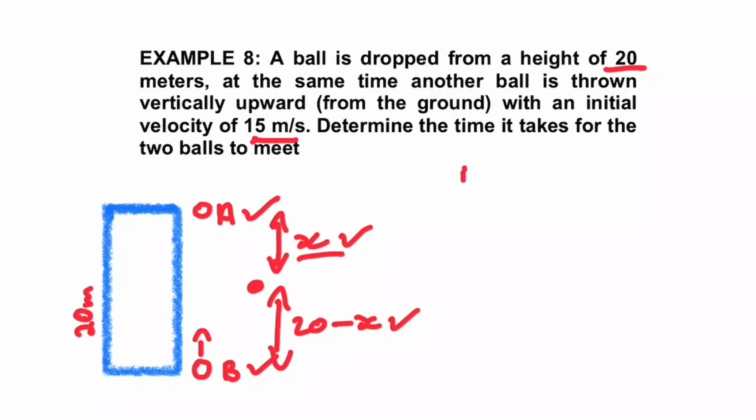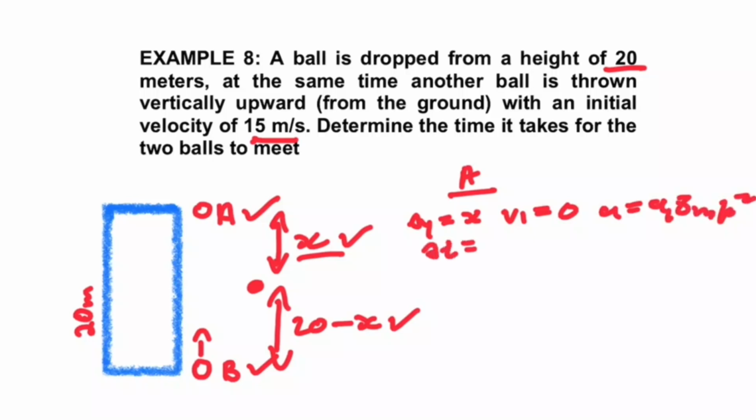Let's pay our attention to A first. So for A, we have delta y, which is equal to x. It is being dropped, so VI is equal to 0. The acceleration is 9.8 meters per second squared. What else do we have? We're interested in the time. The equation that we're going to use: delta y is equal to VI delta t plus a half acceleration delta t squared.